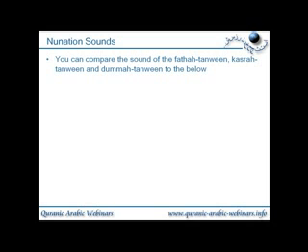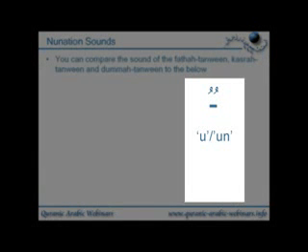Nunation sounds. You can compare the sound of the fathah tanween, kasra tanween and the dhamma tanween to the below. So this is just to help you to see a comparison. Here we have the dummahtain giving the Un sound. So if we were to write that as separate letters in Arabic, and we've already covered the sukoon, this is what the sound you would actually get. So it's like writing a hamza with a single dhamma giving the U sound and the Nun sakin afterwards.